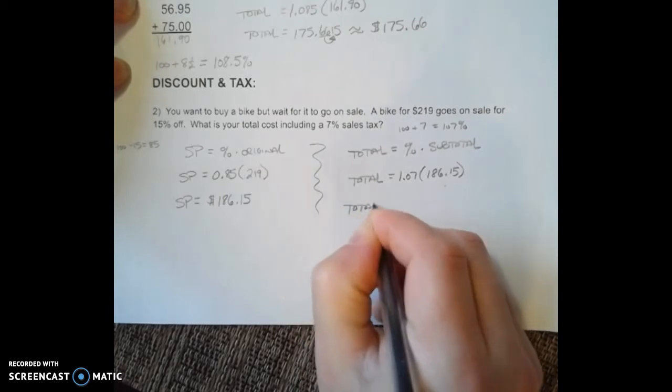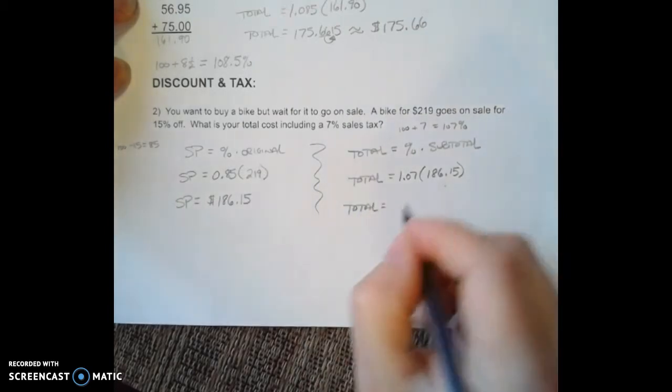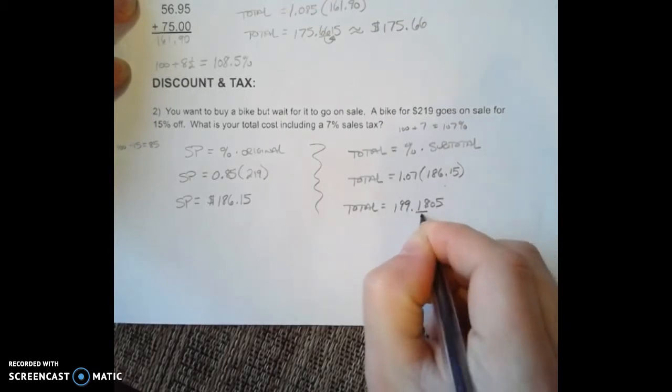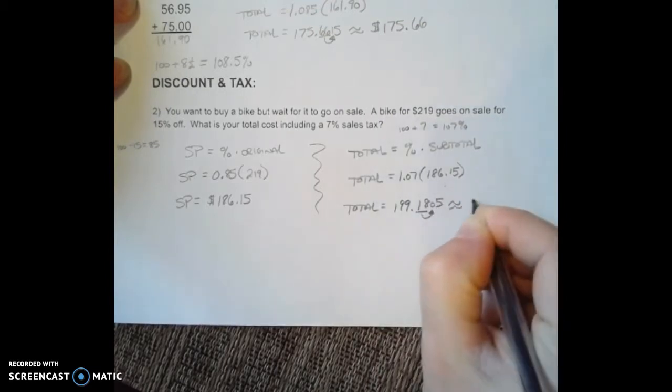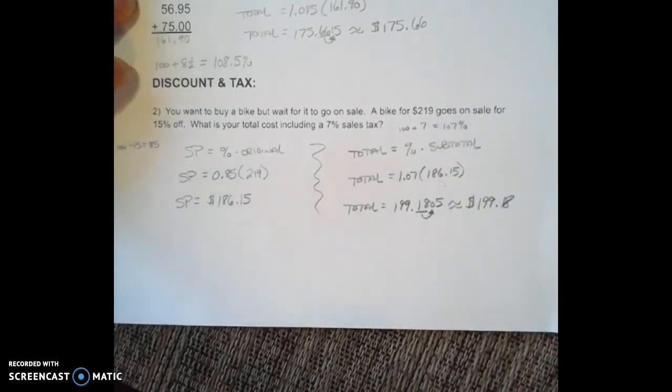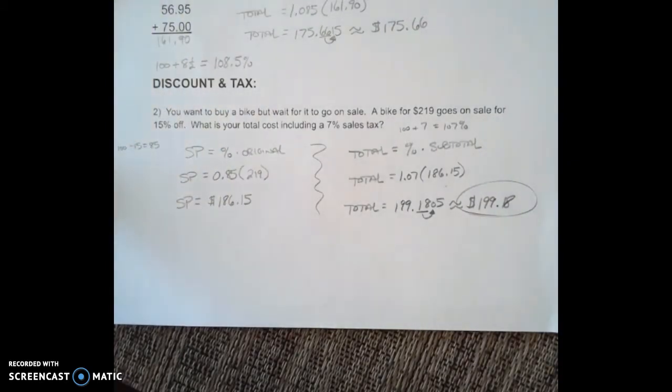107% in decimal form is 1 and 7/100 times the subtotal of 186.15. And when I multiply those two numbers together, that's going to give me a total of 199.1805. But again, we need to round this to the hundredths place, so this is going to be approximately $199.18. And so this is the price that you will end up paying once you take the discount and include the tax.